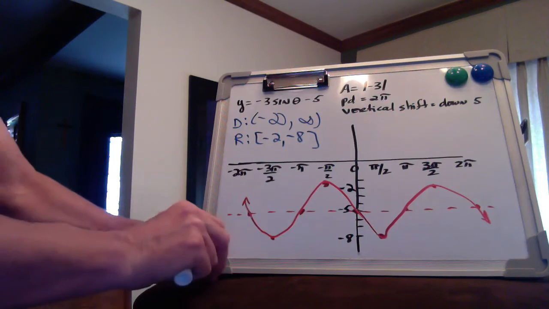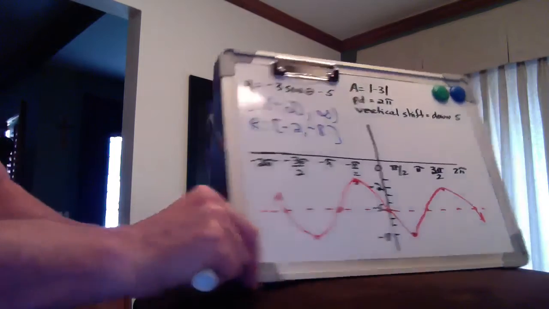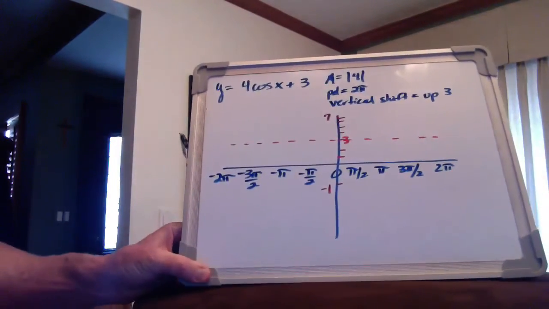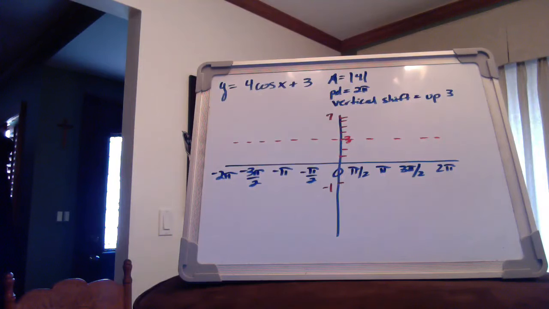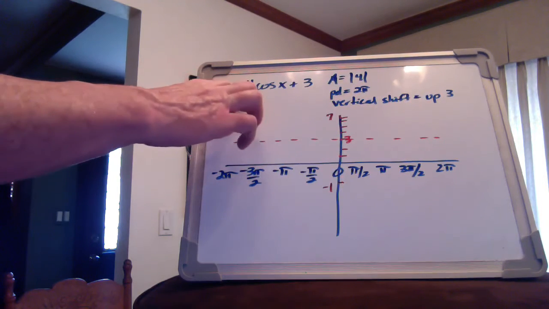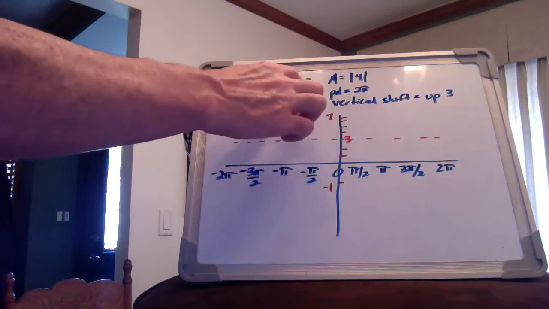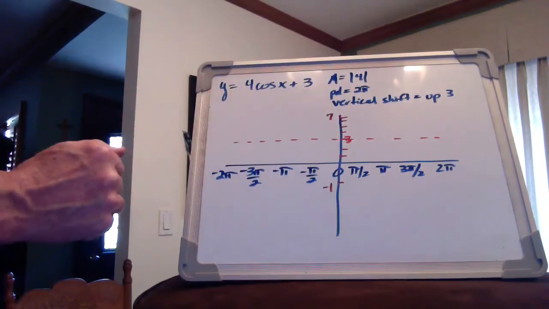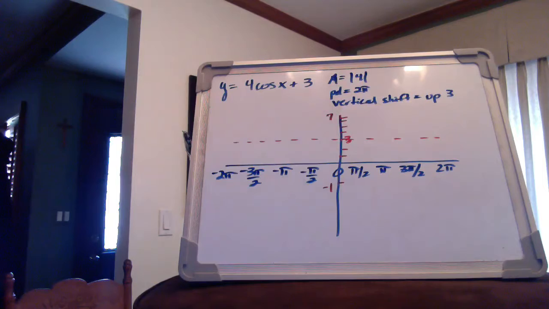I have one other one on the back, and I wanted to do one with cosine. This time in cosine, there are only two transformations. The amplitude is positive, so the amplitude is 4, and then you have a vertical shift up 3, because it's plus 3 this time. And the length of the period stays the same, that is 2 pi.